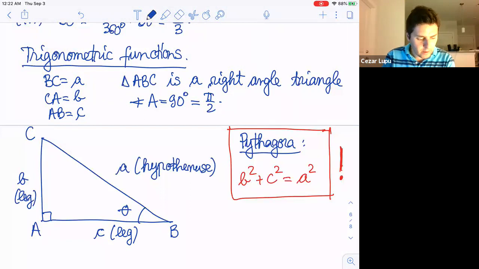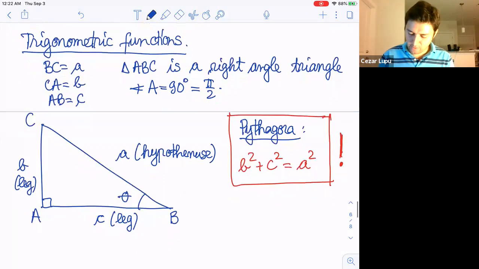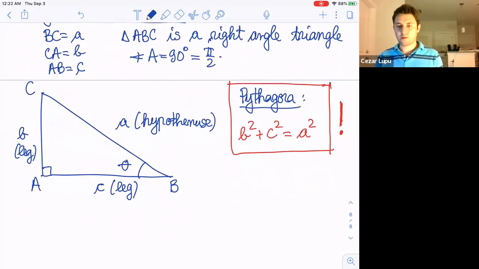Anyway, sometimes they're called the adjacent side to the angle theta, or the other one is the opposite side to the angle theta. Anyway, it doesn't really matter that much. Now, let's see some formulas here. Also, I'd like to talk about some trigonometric formulas. So, for example, I'd like to see how the trigonometric version of the Pythagoras theorem looks.